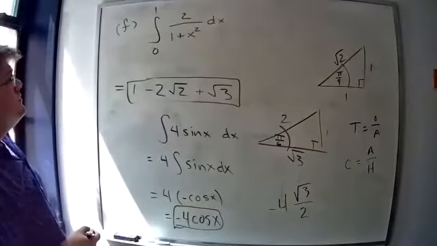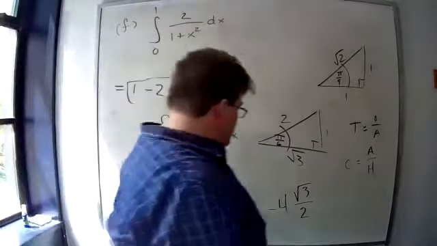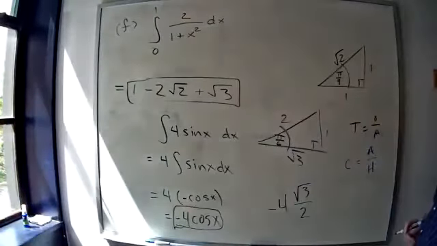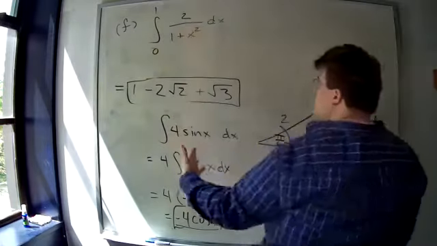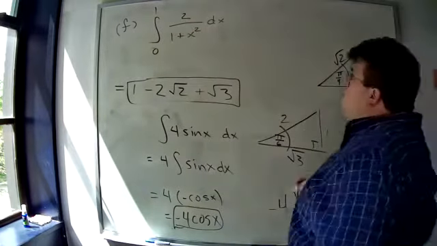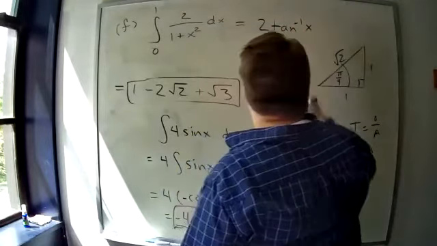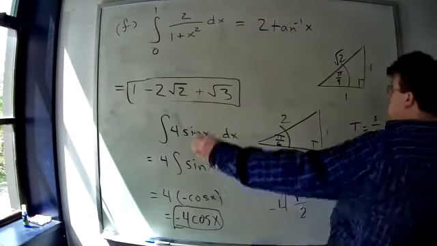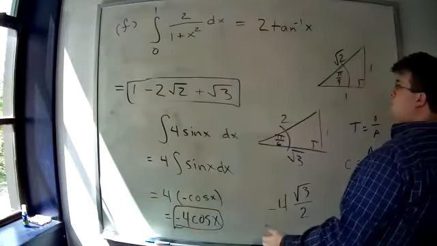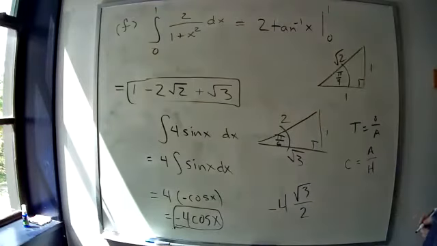So part F, we have 2 over 1 plus x squared. So here, if that 2 weren't there and it were a 1, it would be just the inverse tangent of x, because the derivative of inverse tangent is 1 over 1 plus x squared. But there's a 2 there, so we're going to need a 2 here. The derivative of 2 inverse tangent x is 2 times 1 over 1 plus x squared. And here we're evaluating from 0 to 1.